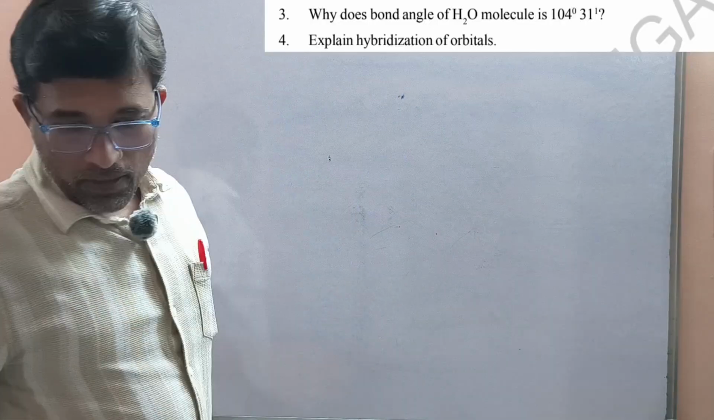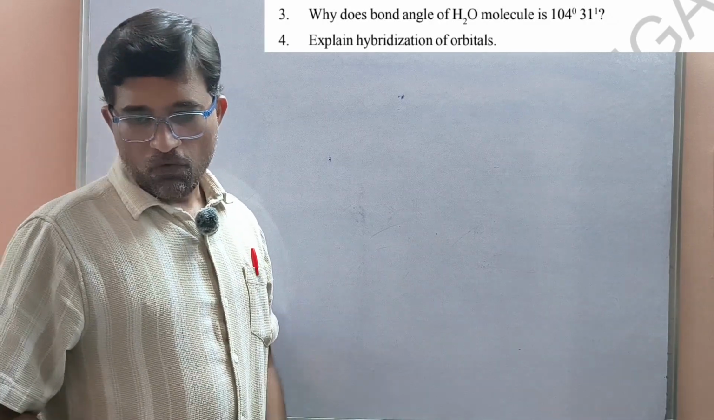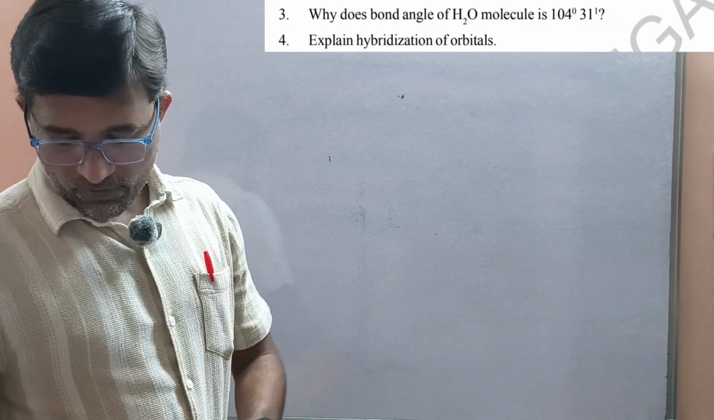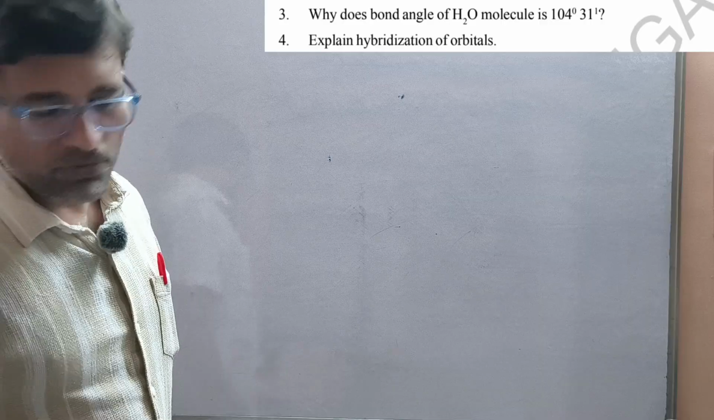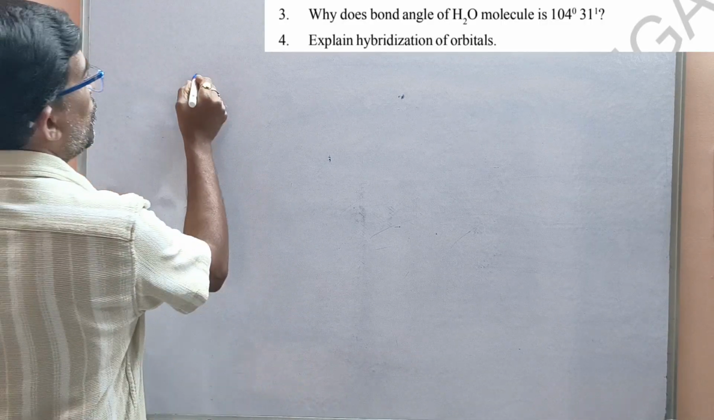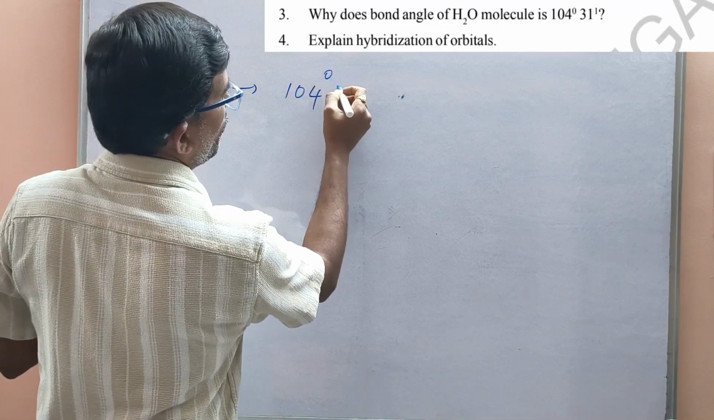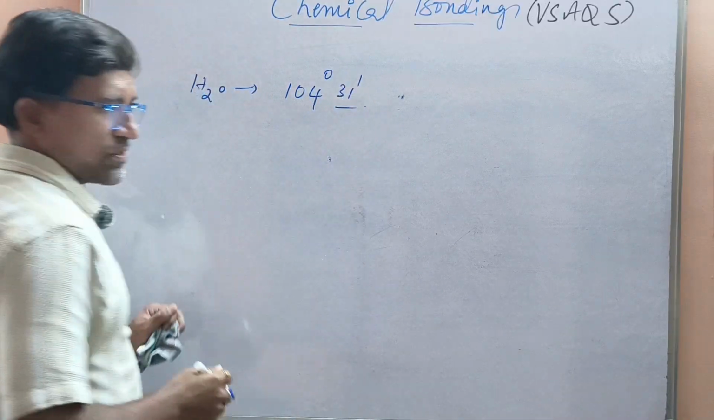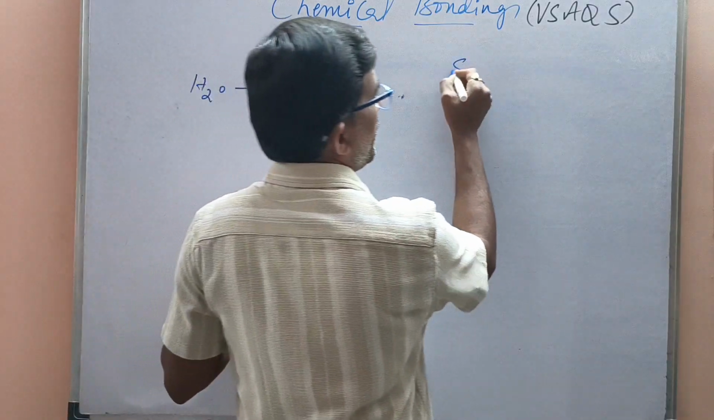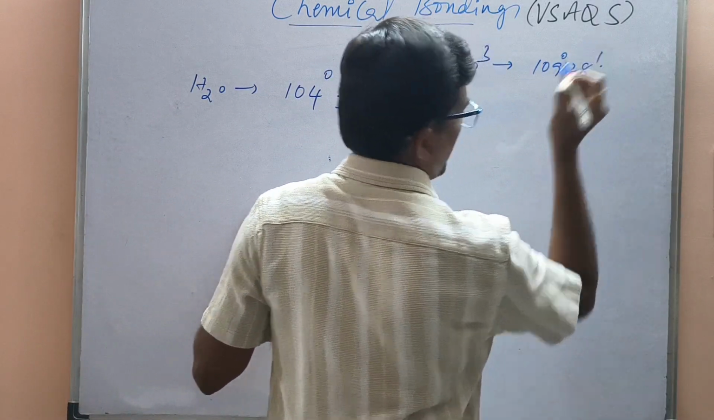Very, very important. Now the next question is, why is the bond angle of H2O molecule 104 degrees 31 minutes? This is a very, very important applicative question. Sir, sp3 hybridization means the bond angle is 109 degrees 28 minutes, no?